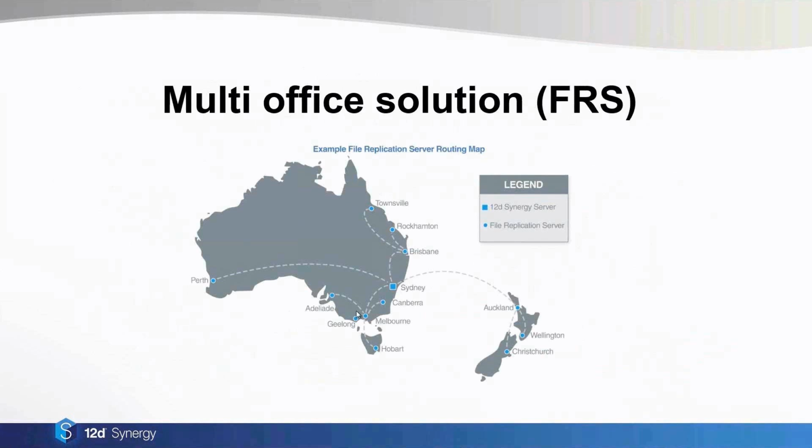So the FRS is set up to allow various types of network topologies so that people can basically route the data down the best paths. So for example, Geelong may have not a great connection through to Sydney, they've got a better connection through to Melbourne. So you can force the files to take that transfer path so that you can take advantage of your network topologies.